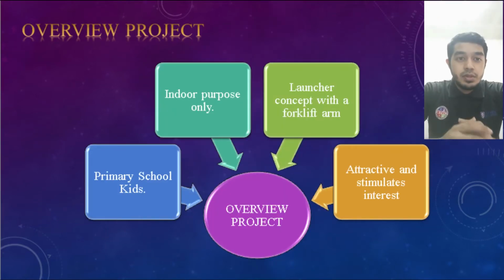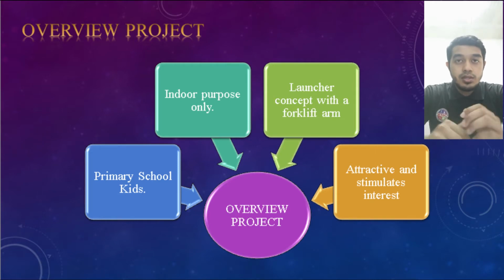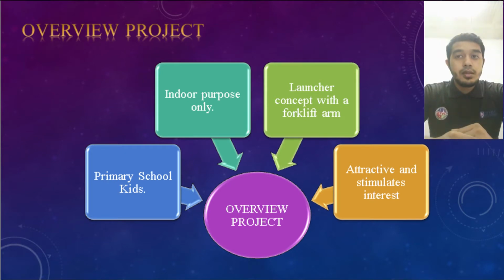For the overview of the project, the main purpose of designing this MR launcher is for use by primary school kids, designed for indoor purposes only. It is also designed with a launcher concept with a forklift arm, and in an attractive way, so the robot launcher can stimulate the interest of the kids in the rugby sport.